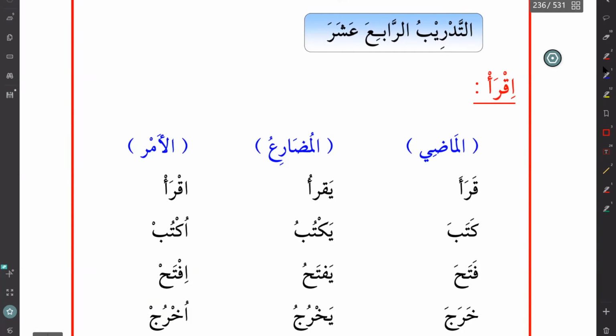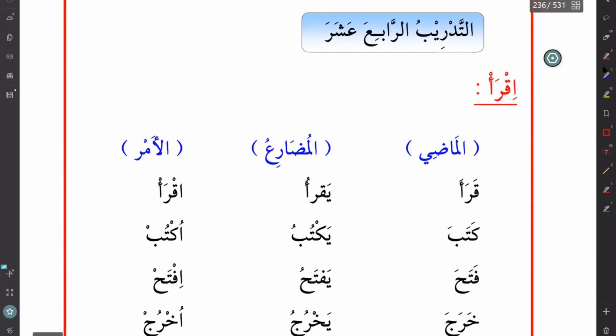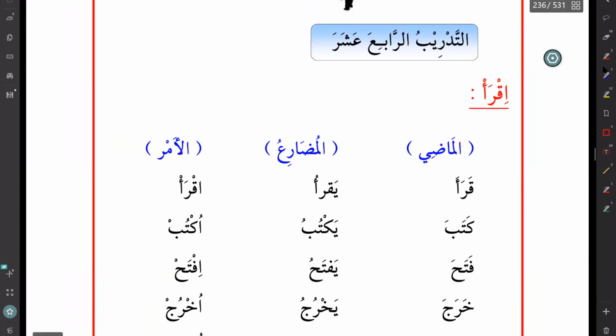And then we have التدريب الرابع عشرة, the 14th exercise, and it says اقرأ. اقرأ is to read.